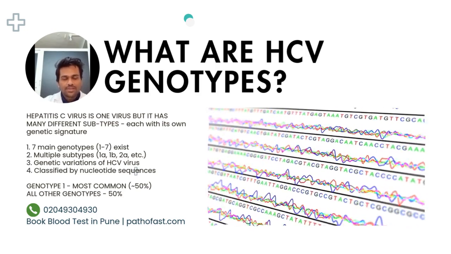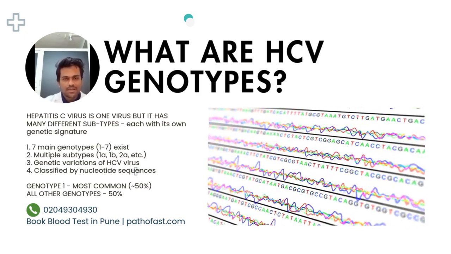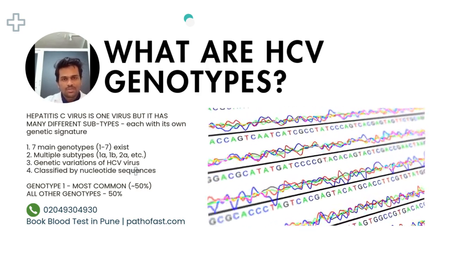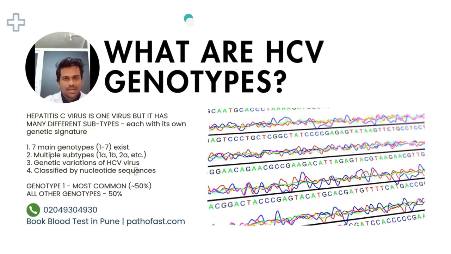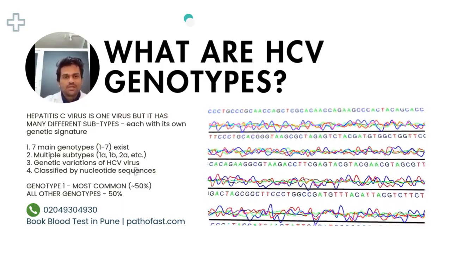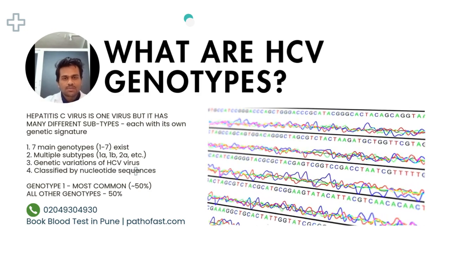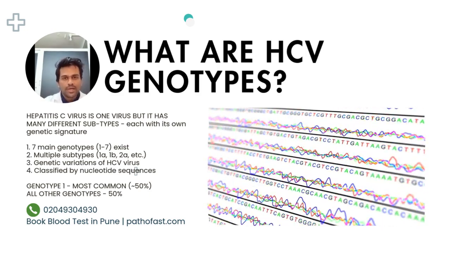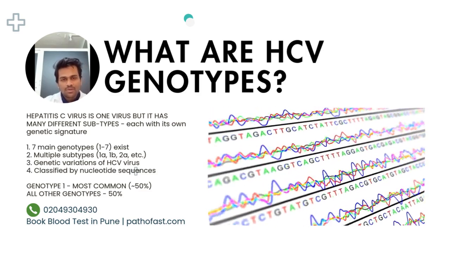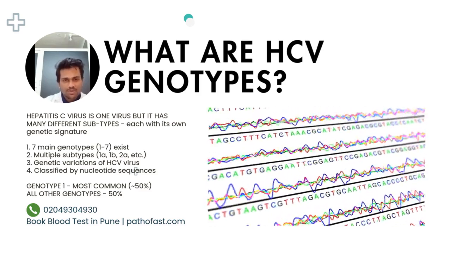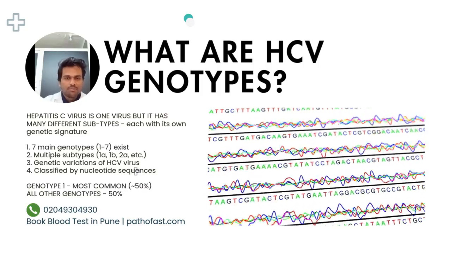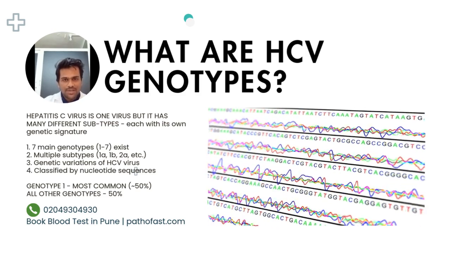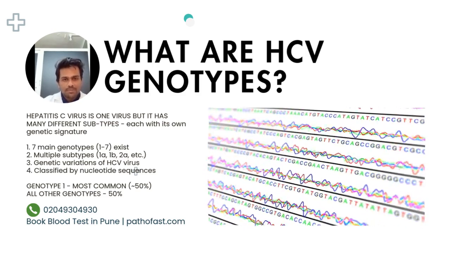Now 6 or actually 7 major subtypes have been recognized or found. Out of this, it is the subtype 1 which is the most prevalent and the others are less prevalent. Even within the different genotypes, there are smaller subtypes. So inside one, you will have 1A, 1B, 2A, 2B, so on and so forth. Because even within the same genotype, there are tiny differences between the same virus. So there are actually many different types of these viruses, and that's what a genotype basically means.